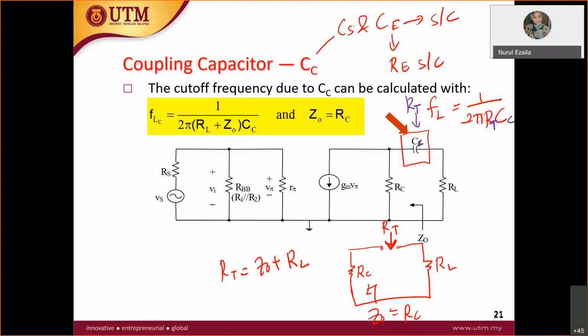So that's the same thing over there. Z out plus RL, so this is your RT. So this is RT, Z out plus RL, and CC given. That's it. So this is the coupling capacitor number 2.